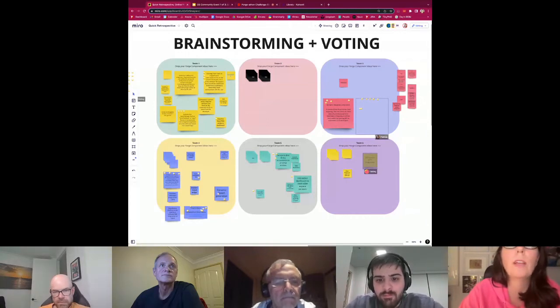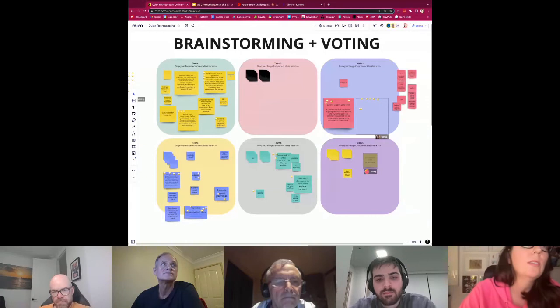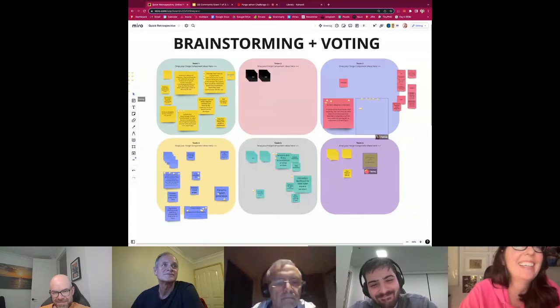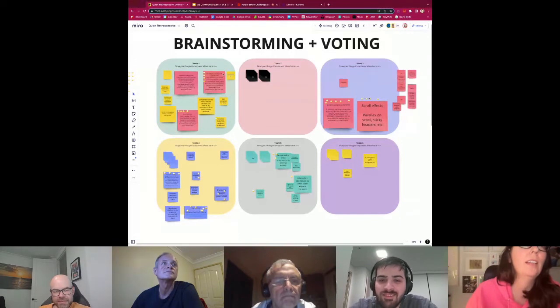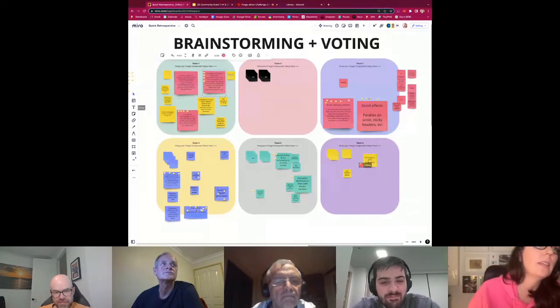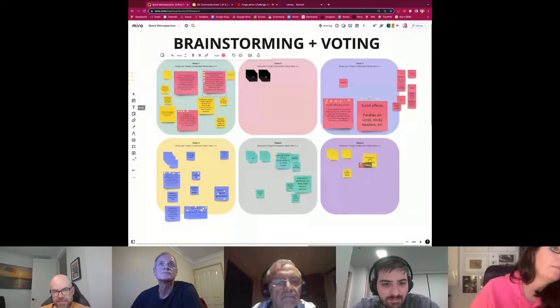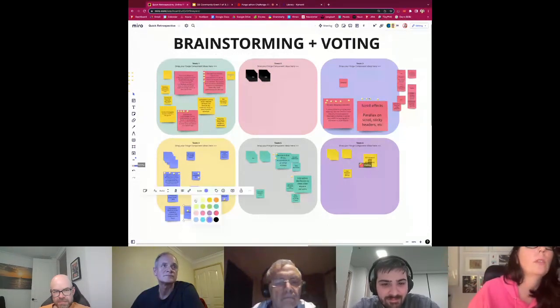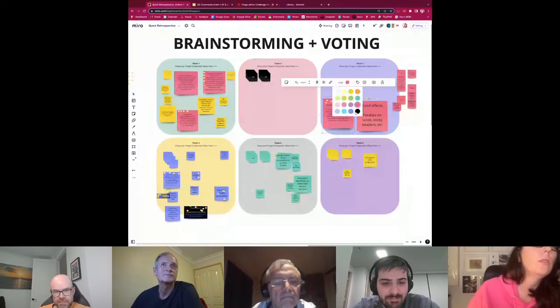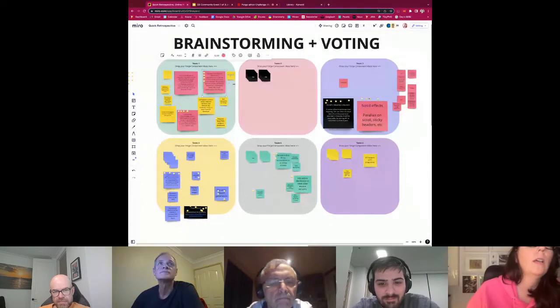I don't know why it's moving around. I think it's just changing colors. People having fun. Okay, so I'll change the color of the ones that have the most votes so that we know which ones they are. I'll make them black. One's got loads as well. That's one, two, three, five.